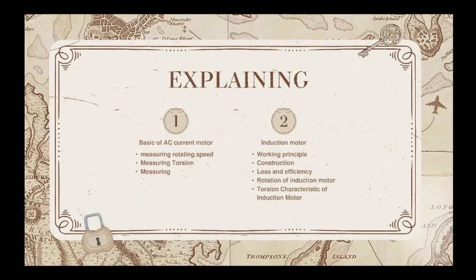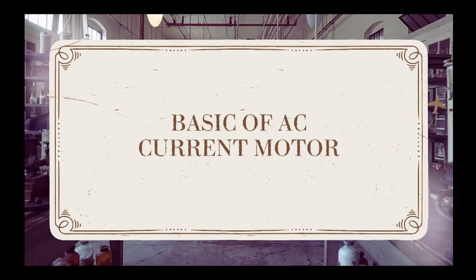Then we will explain the basics of the AC current motor, which covers measuring the rotating speed and torsion, and the induction motor, which covers working principle, construction, loss and efficiency, rotation, and the torsion characteristic of the induction motor. First of all, we start with the basics.